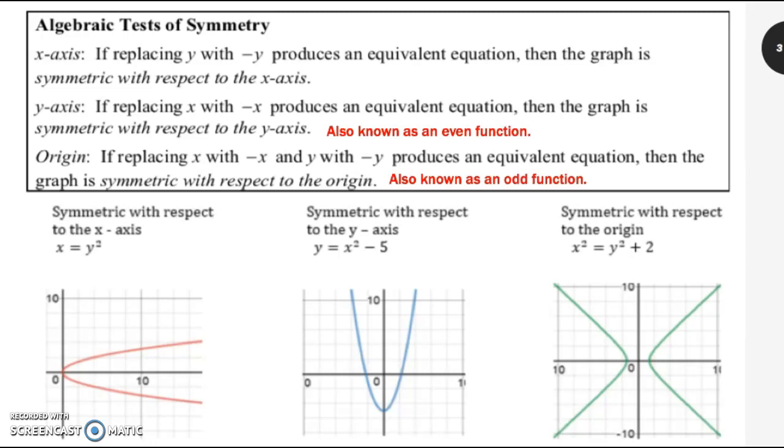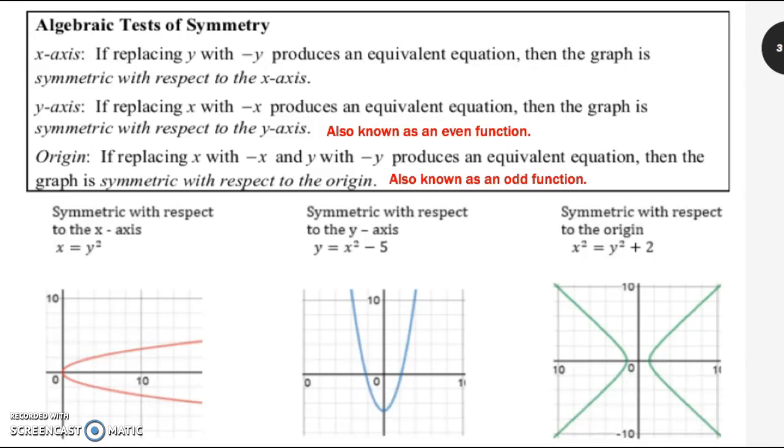If it is symmetric about the origin, we need to replace both the x and the y value with their opposites, and if it produces an equivalent equation, then the graph is symmetric with respect to the origin. This is known as an odd function, and we'll talk about that in a little bit as well.